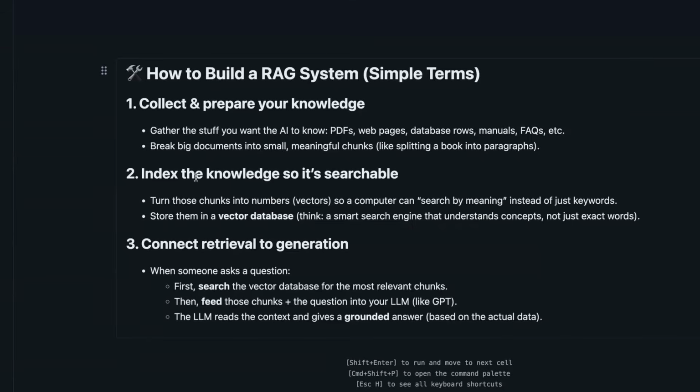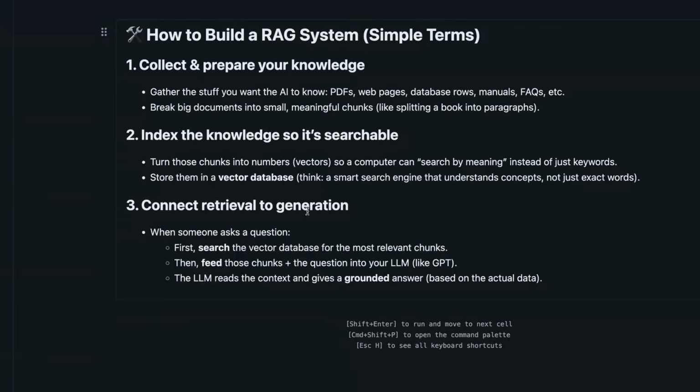We'll see how you use a vector database in Databricks to store this knowledge, and then we connect this retrieval to generation. You will see how we create a vector search tool which is connected to a vector database. A vector database is nothing but something which stores all these vectors, right? Similar to how we have SQL databases, we have the vector database which stores the vectors. So basically we first search the vector database for the most relevant chunks, then feed these chunks plus the question into an LLM like GPT, and the LLM reads the context and gives a grounded answer based on the actual data.